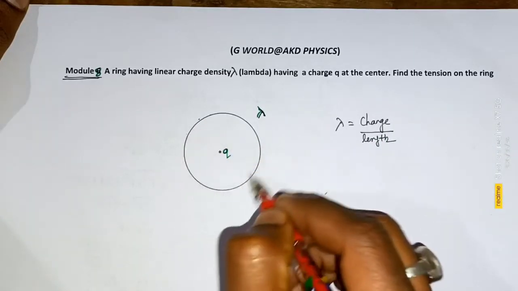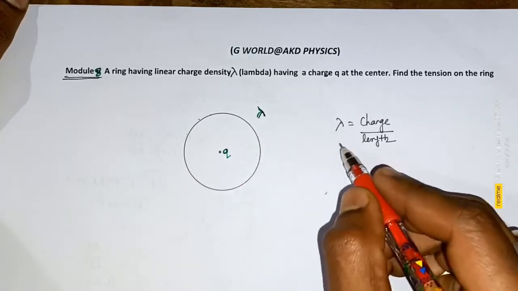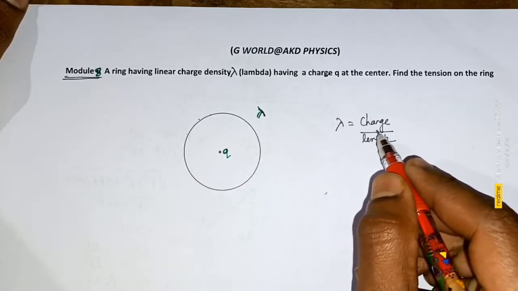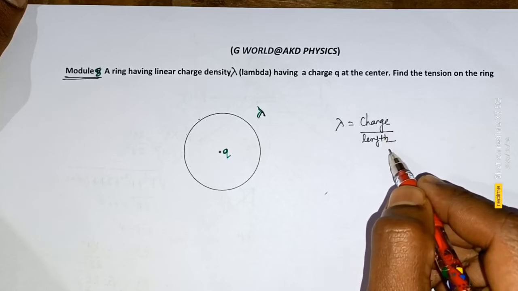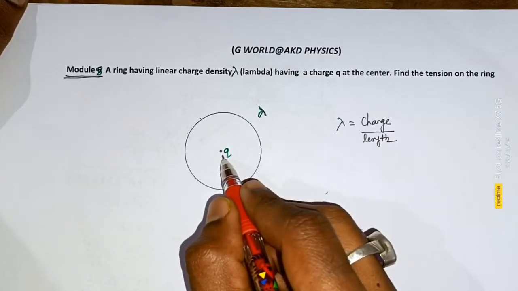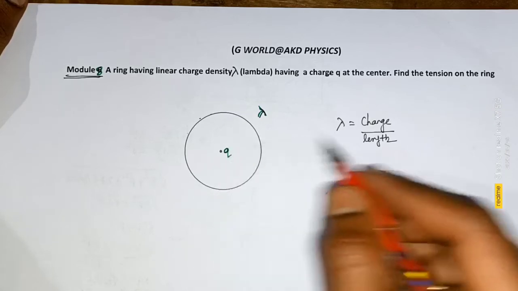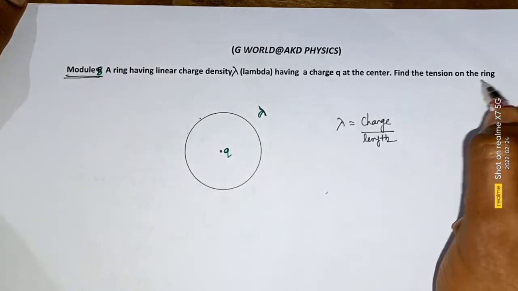This is a ring having line charge density lambda, and this line charge density can be defined as charge per unit length. And exactly at the center of the ring, a charge q has been placed. The question arises: find the tension on the ring.